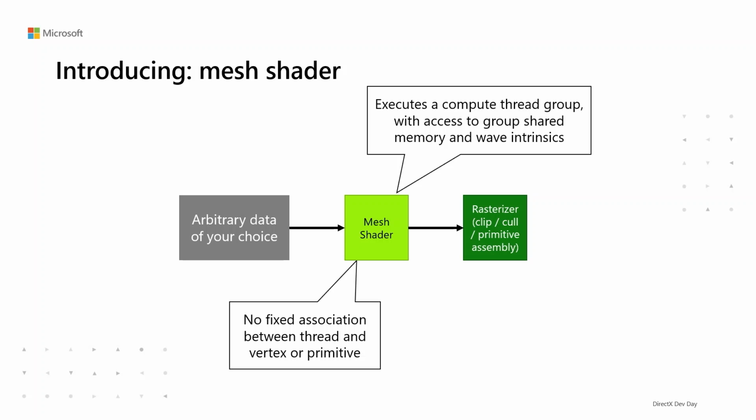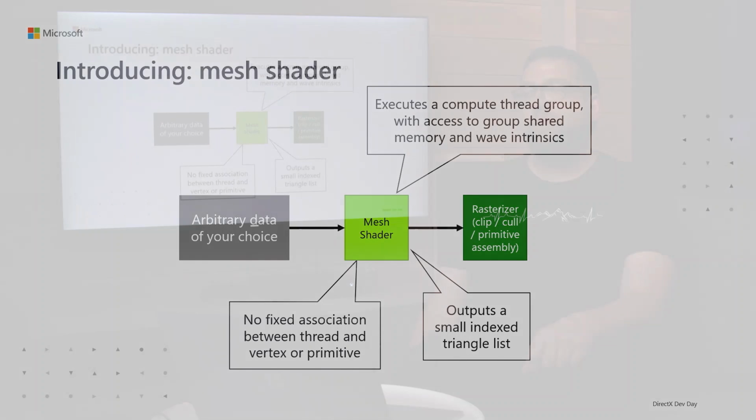There's no association in this model between threads and vertices or threads and primitives. It's just a set of threads. It's up to the developer how they work. With Mesh Shader, for the first time, you're programming on the basis of a thread group of many threads working in cooperation, not just individual threads doing locally isolated things. And when it's done, the Mesh Shader outputs a little index triangle list.